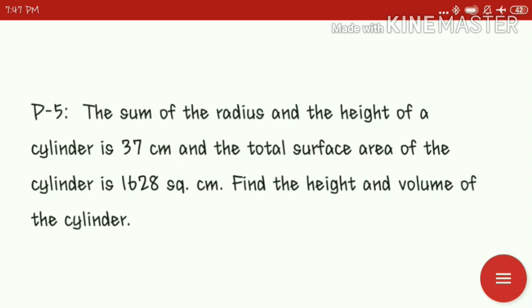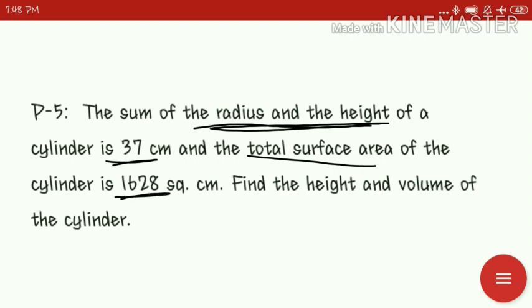Just observe the format of the question. Sum of radius and height. If I take the radius as r, height as h, so r plus h is the sum, that is 37. Total surface area: how many surfaces are there in the cylinder? 3 surfaces, 2 plane surfaces and 1 curved surface. If I add the whole thing, what will we get? 2 pi r into r plus h equals 1628. And by using those two equations, we need to find out the height and the volume.